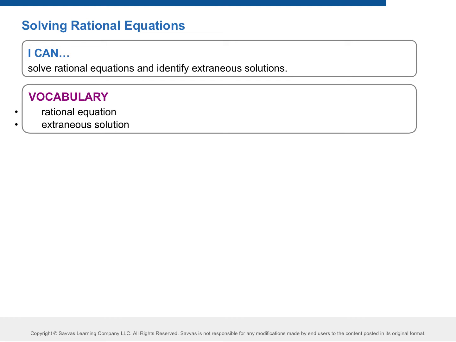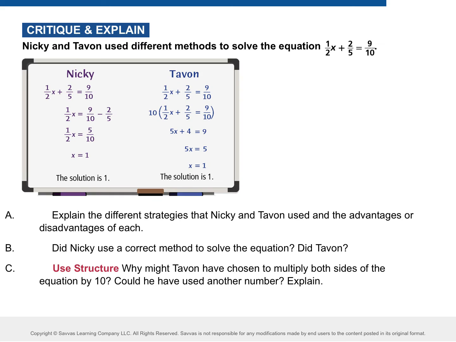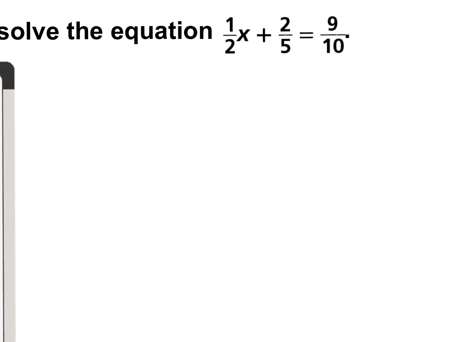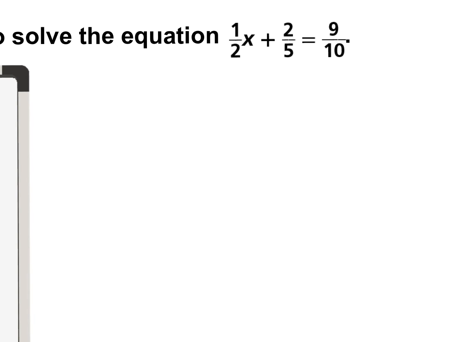All right, last section of chapter 4 is section 4.5. Now we're actually solving these rational equations. Again, what does rational mean? Fraction. Yep, rational means we're working with fractions. So first thing I want to look at is this example on the front page of your notes. I want you to rewrite this example so that you can work with it. So we have 1/2 x plus 2/5 equals 9/10.